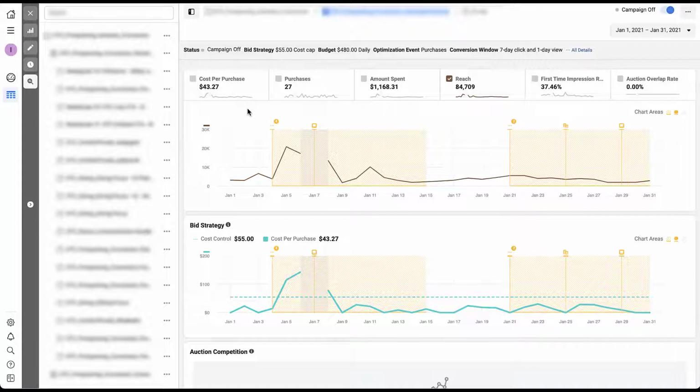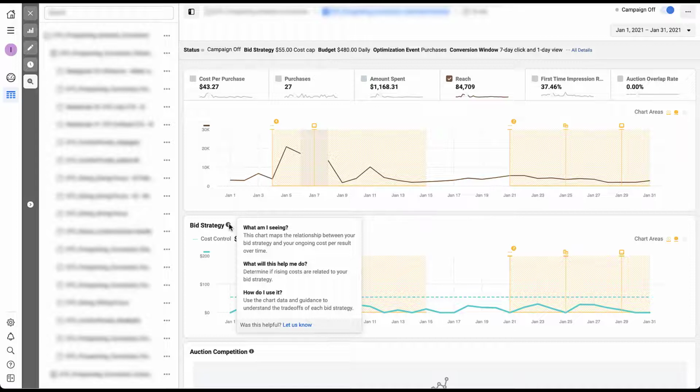It's really easy to customize this chart and see what the performance was for each of those individual metrics. The second chart that we have down here is around bid strategy. The goal of this chart is to show you the relationship between your bid strategy and your ongoing cost per result over time. Effectively, you're trying to determine if any rising costs are related to your bid strategy, and it's trying to plot what your bid strategy is versus performance over time, so you can understand the trade-offs between the bid strategies that you have in place.